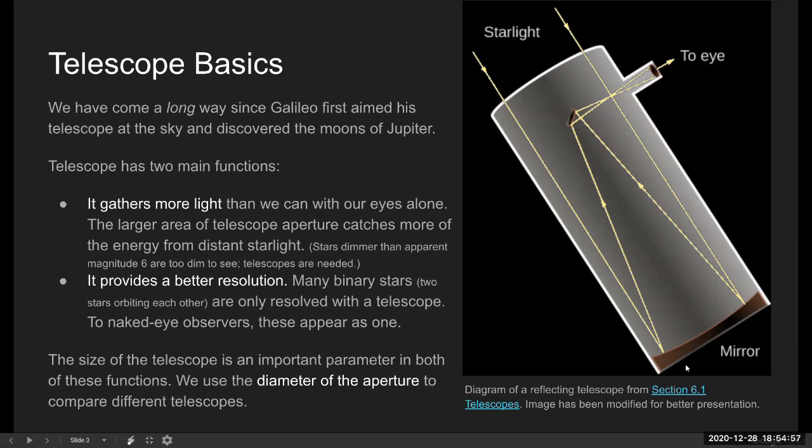I do want you to know why a larger telescope is better. It's kind of explained here. Larger telescopes can gather more light. And also there's an electromagnetic wave reason that larger means better resolution.